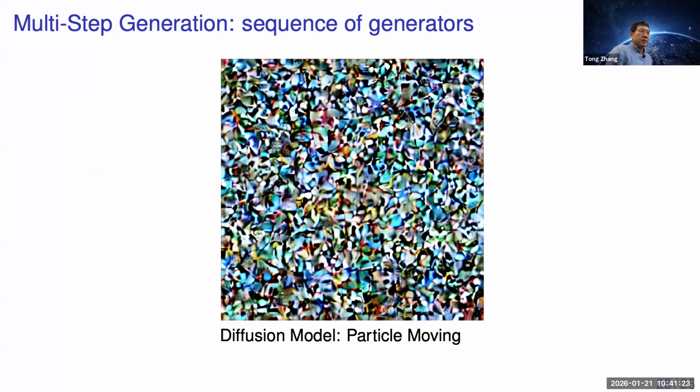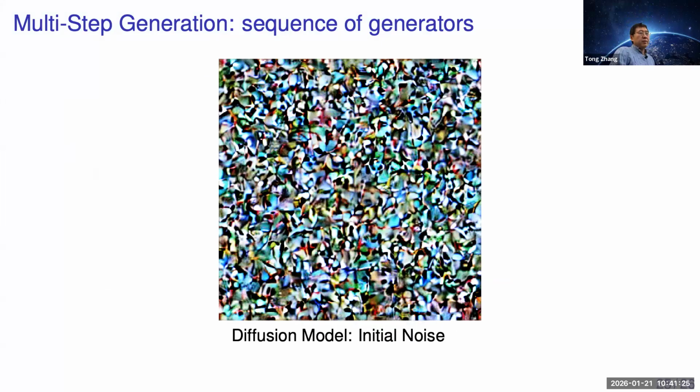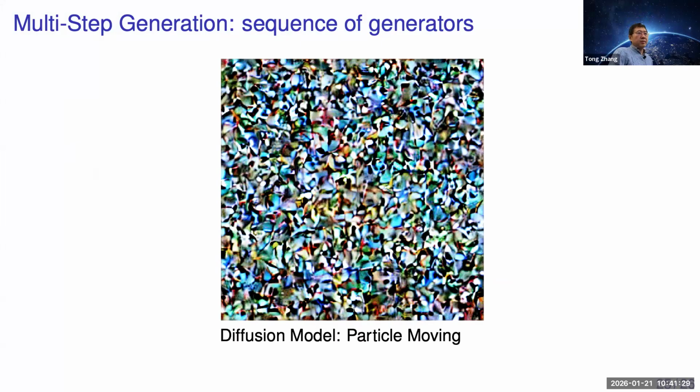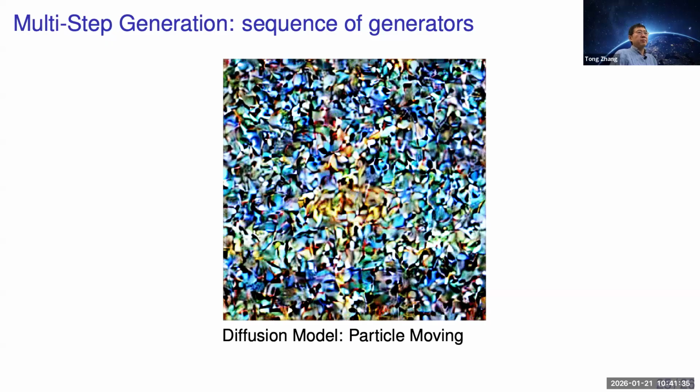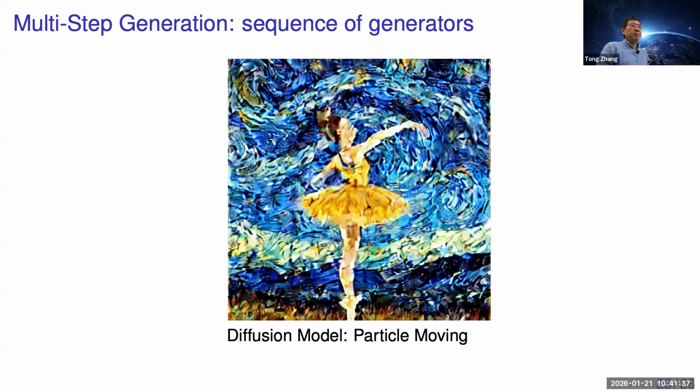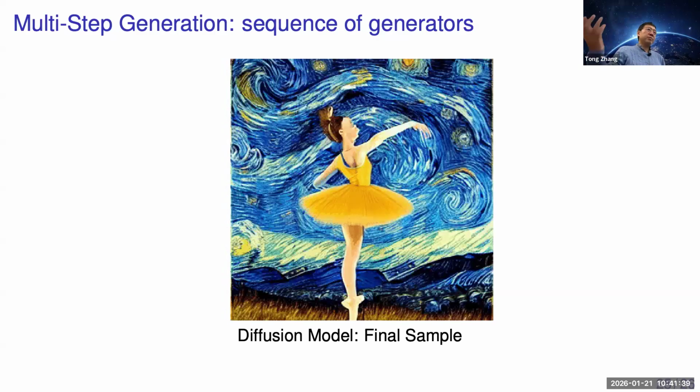Okay, this is the right slide. So yeah, a sequence of generators, right? First, this is noise. You are just using G to move a little bit, map a little bit, and map a little bit, and essentially you get the kind of image. So basically, this is what it looks like.